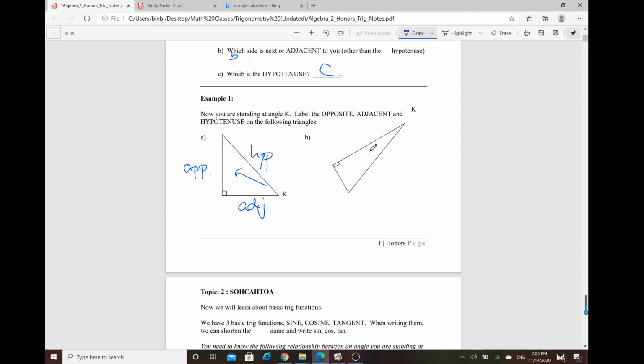And now for the other one here, K is right here. That's the base angle. The one adjacent to it is this one, and opposite, the one facing across, is this one. And then the hypotenuse is this one here.